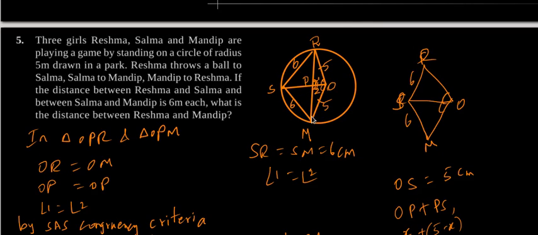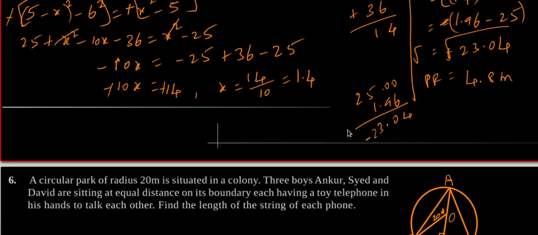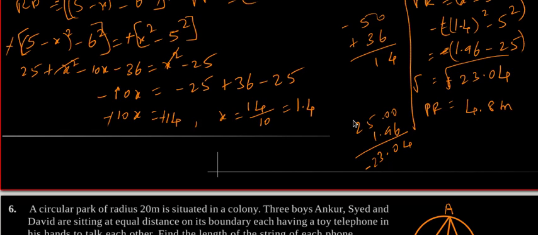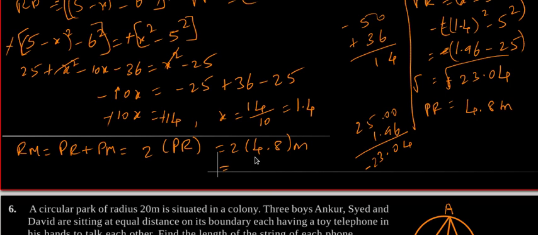PR equal to PM. So that we can take RM equal to PR plus PM, that is nothing but 2 times PR. So 2 times 4.8 we have to find out. If you multiply 2 with 4.8, we get 9.6 meters. So the distance from Reshma to Mandip is 9.6 meters.